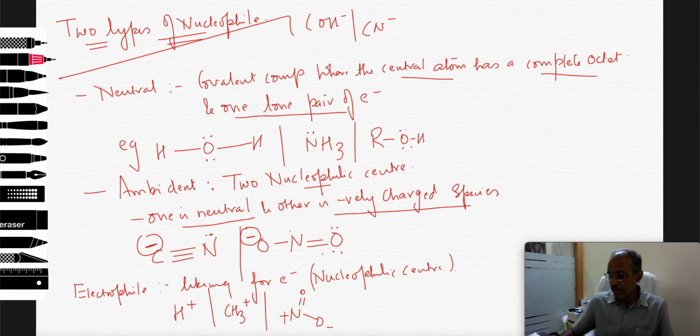Right? Take a note of it. So you might have understood what is a nucleophile, what is an electrophile. In nucleophile, you have neutral and ambident. Now, why have I taken this? Because this becomes the basis of further electronic effects, further effects which I have to teach you.